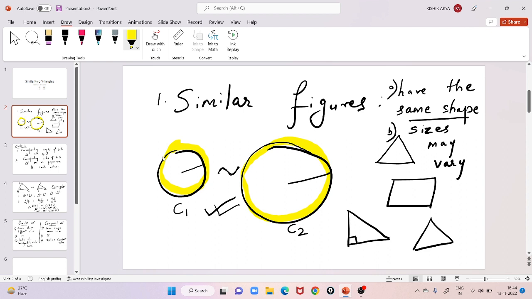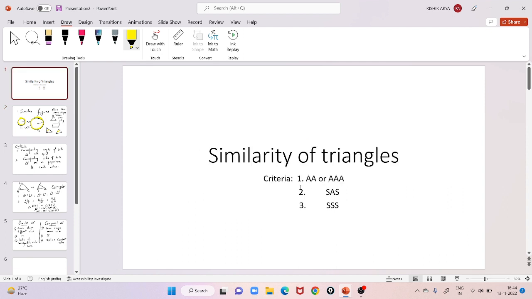But this cannot be applicable for triangles, because in case of triangles, there are so many types of triangles. If you want to know more about the types of triangles, then I can make a video upon it also, where I can state how many types of triangles there are, and how you can classify them into different shapes and sizes. Okay, so for that there are some criteria upon which we can decide whether they are similar or not. That criteria I have already mentioned there. These are the criteria to decide about similarity of triangles.